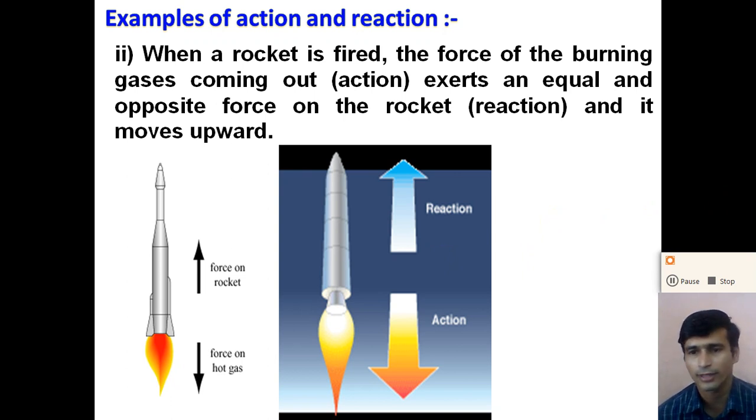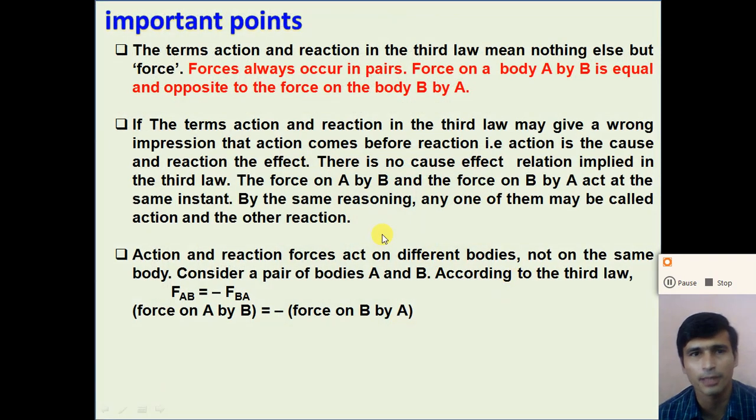So when we swim in the river or in a swimming pool, we have to apply a force on the water, right? A similar example you can write by yourself also. So now, dear students, we will discuss some important points regarding Newton's third law, right?